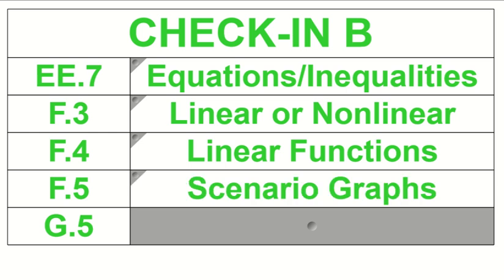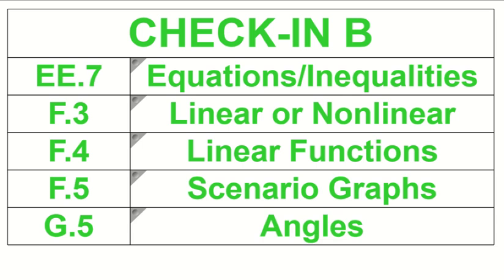F5, I never really know what to call those. Those scenario graphs where it's like, Taquan was walking to school. He stopped and sat on the bench. Then he realized he was late, so he ran the rest of the way. And it has a line, goes flat, then a steeper line kind of thing. Those kinds of graphs. And then G5 there is angles.